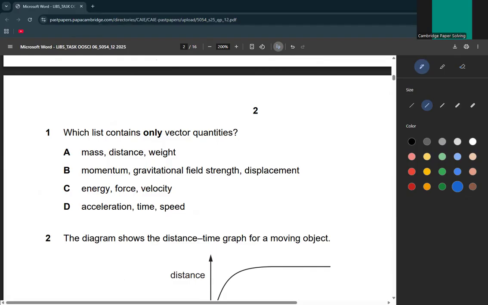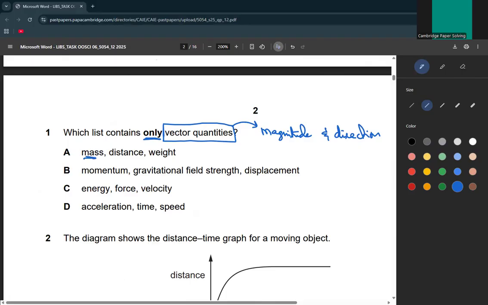Question number 1. Which list contains only vector quantities? Okay, first of all, we need to know what vector means. So a vector is basically a quantity which has magnitude and direction. So let's check all the options.